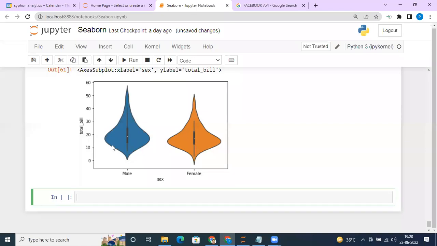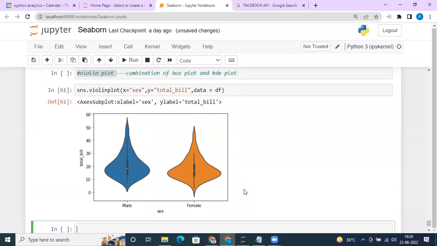Which is saying what for the males? What is the maximum value we are having? You can observe from here, the maximum values are concentrated around 20 point something for the males. Similarly, for the females, the maximum values are concentrating around this one. So this is a distribution showing you the total bill distribution. So total bill is distributing around 18 or something. Maximum values are here.